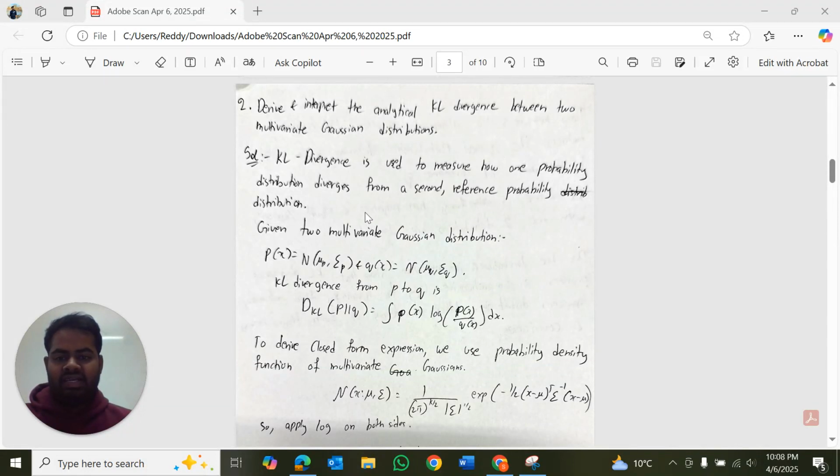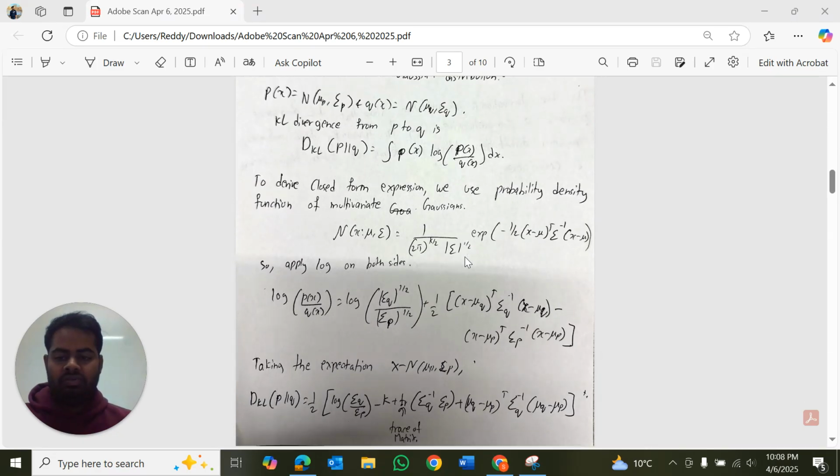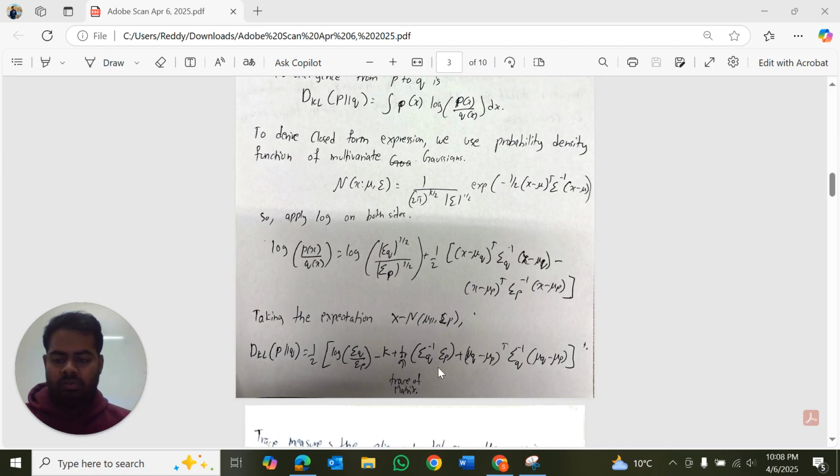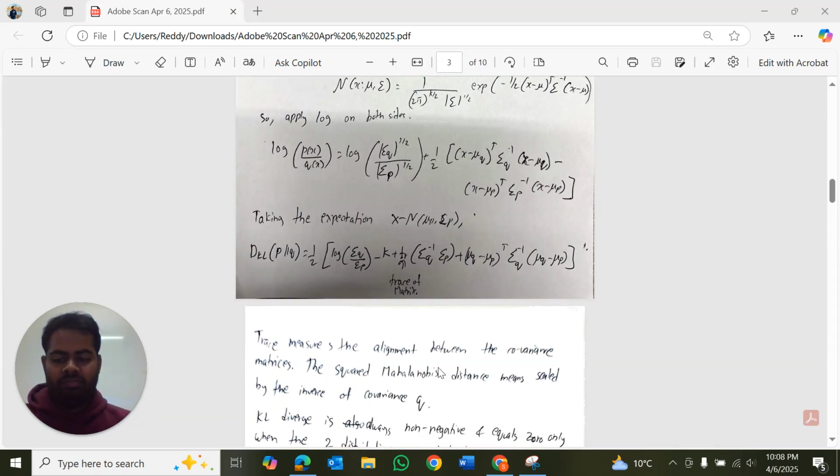And over here we can see that the KL divergence is a measure from information theory. It tells us how one probability distribution differs from another. And specifically, if we have two multivariate Gaussian distributions, let's say P(x) and Q(x), with both mean and covariance, the KL divergence from P to Q is defined as this expression over here. And this formula has four terms: one measures the difference in volume via determinants, another handles the trace of the inverse covariance product, and the other captures the square of the Mahalanobis distance between the means.